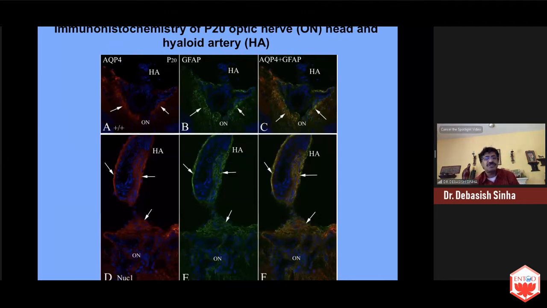at P20. So I told you this is just before birth or around birth. You can see again in the top panel the wild type rats, where the hyaloid artery is more or less regressed, and there the astrocytes are more in the nerve fiber layer. But you can see here in the model that the hyaloid artery has not regressed, so regression did not occur, and they are ensheathed by the astrocytes.